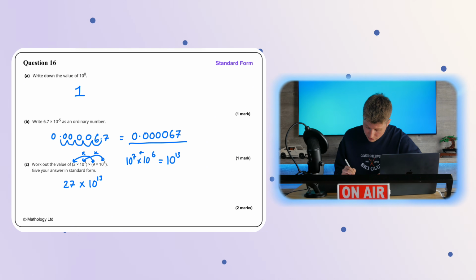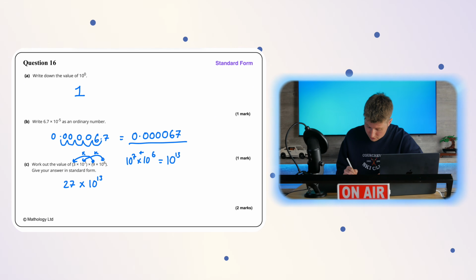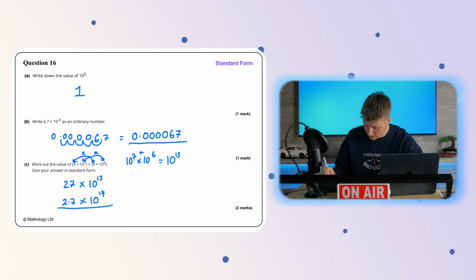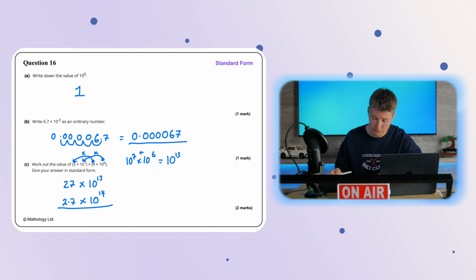With standard form, we need the first number between 1 and 10. So we need to change this to 2.7 times 10 to the power of, and when we decrease this number by a factor of 10, we increase the power by 1, so it becomes 10 to the power of 14. So that is the final answer for part C.